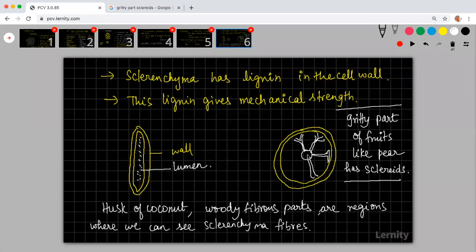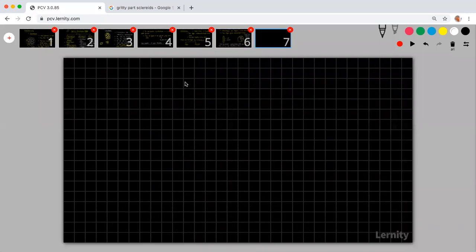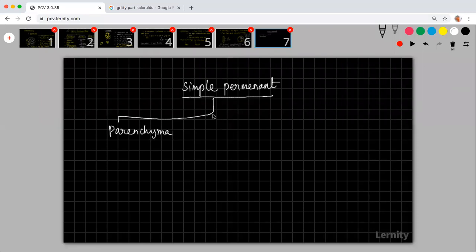Okay, with this thing, what is over? Your permanent tissues, the simple permanent tissues are over. So you have three types of simple permanent tissues. We have studied about permanent tissue, simple permanent tissues. The first one is parenchyma. The second one is collenchyma. And the third one is sclerenchyma.